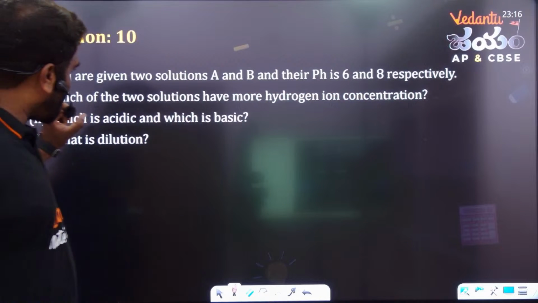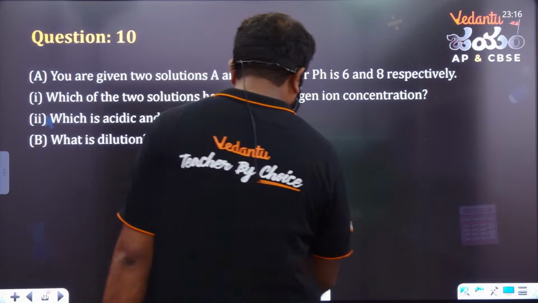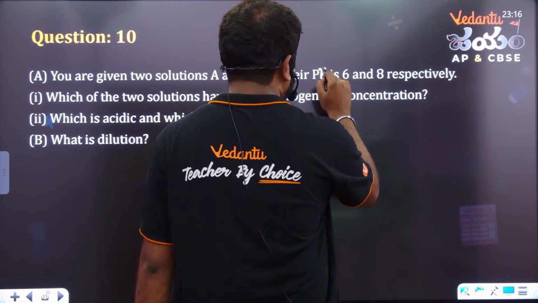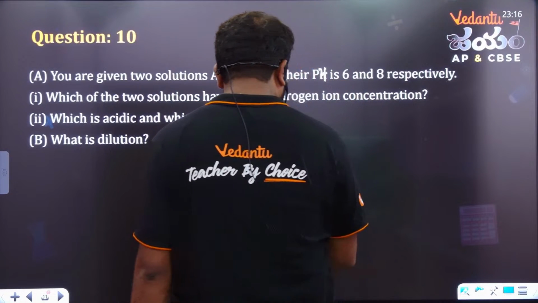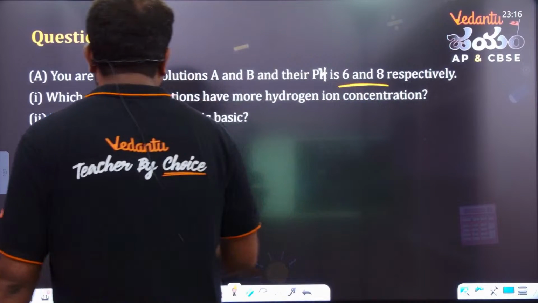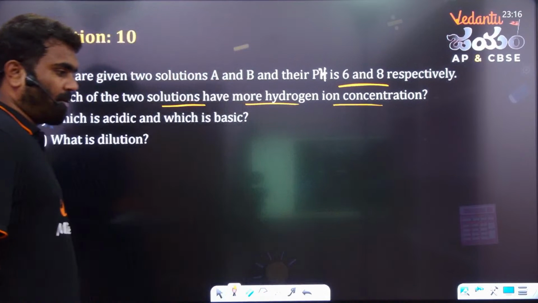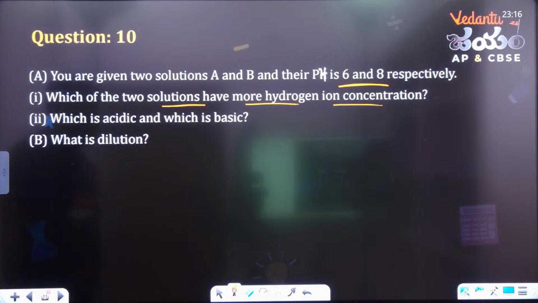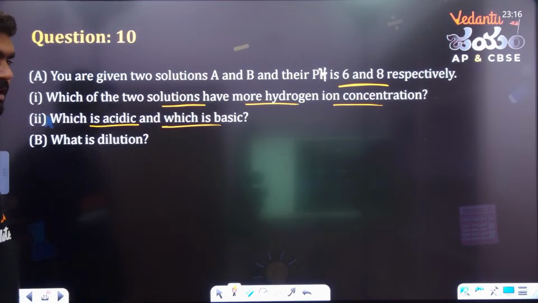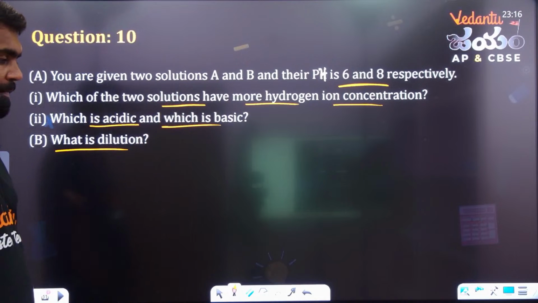question. You are given two solutions A and B. The pH is what beta? 6 and 8. So the pH is 6 and 8 respectively. Which of the two solutions have more hydrogen ion concentration? So ichina vaatlo more hydrogen ion concentration emuntadi, which is acidic and which is basic, and what is called dilution? What is the meaning of dilution?